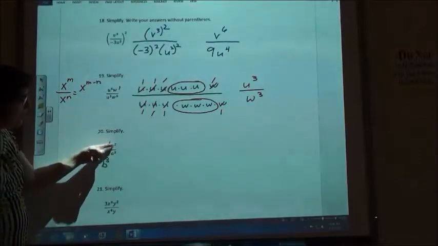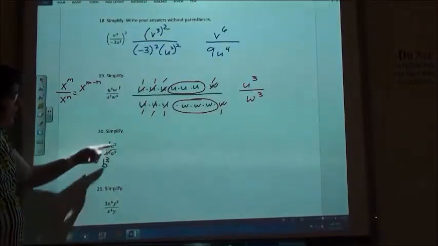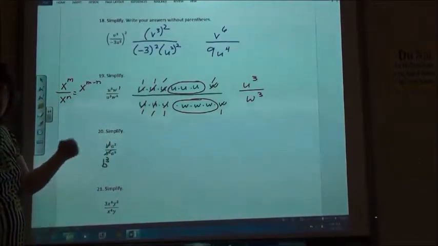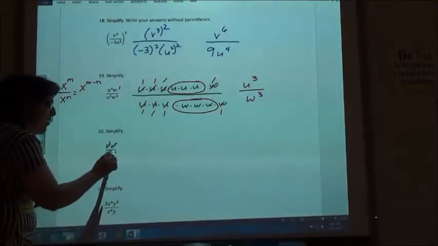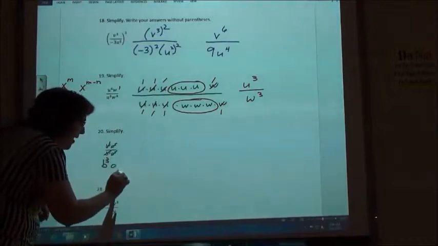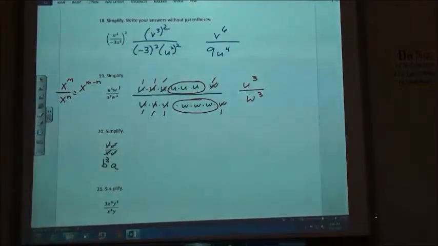Here, I have a squared and a to the third. Again, the a squared is smaller. I'm going to take out 2 of my a's. Means I don't have any a's on top. 3 minus 2 means I have 1 a down on the bottom.